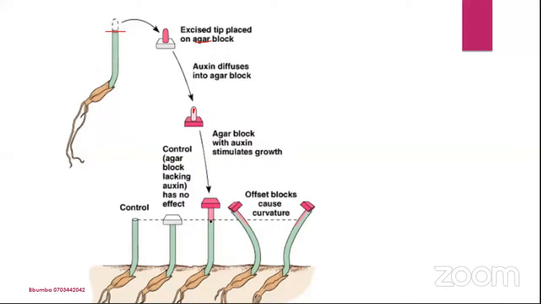Now, when this agar is placed on the cut coleoptile, you can see that it grew. It had been cut, but it grew. Nothing else happened, like here in the experiment.